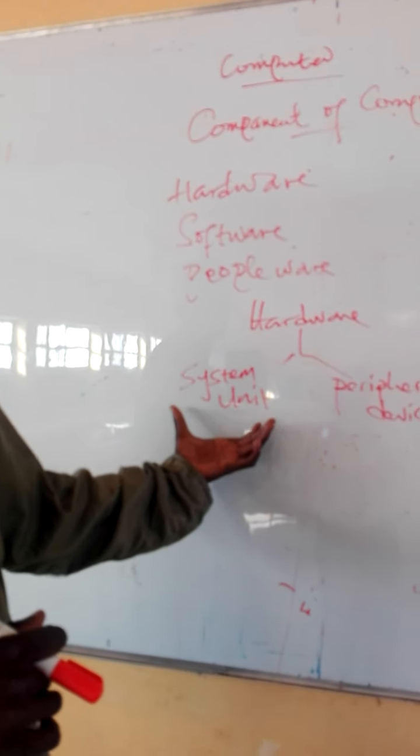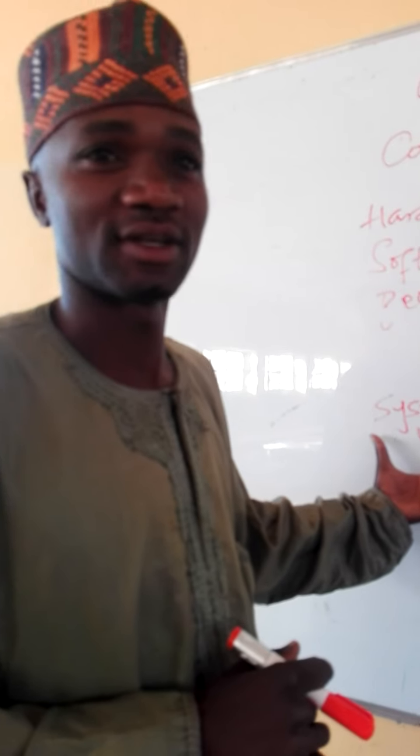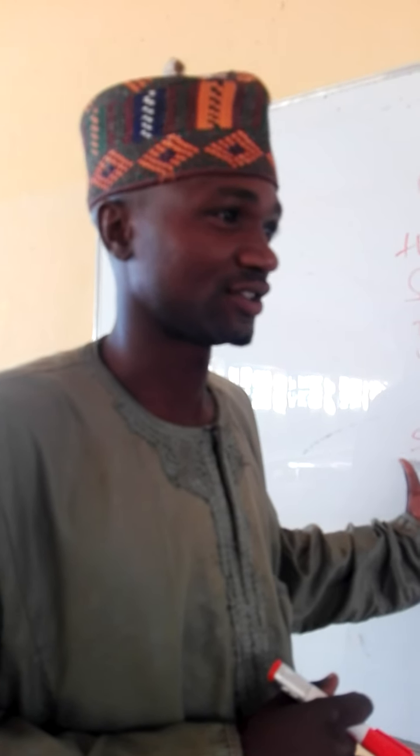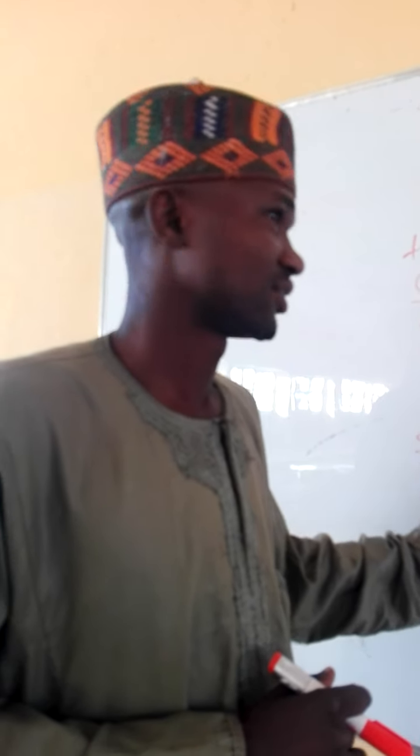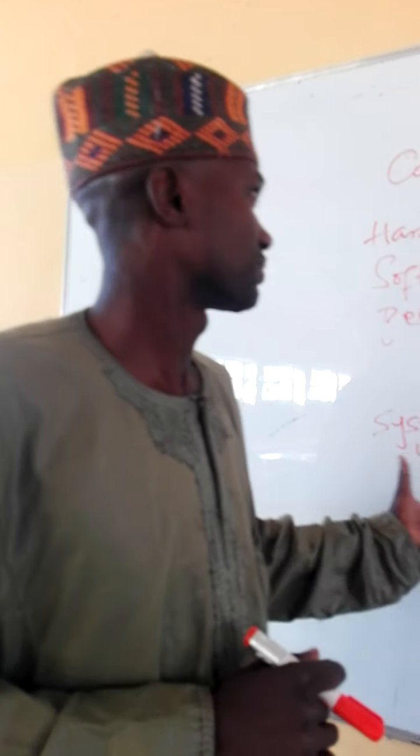And the next one is the system unit. The system unit is the case that comprises so many components. Like the central processing unit itself is inside the system unit. The operating system also is inside the system unit. So this is brief about the hardware.